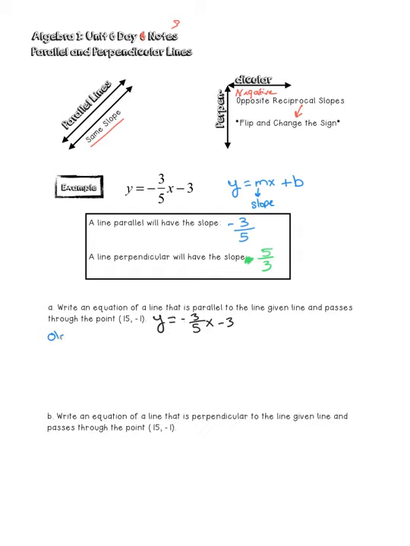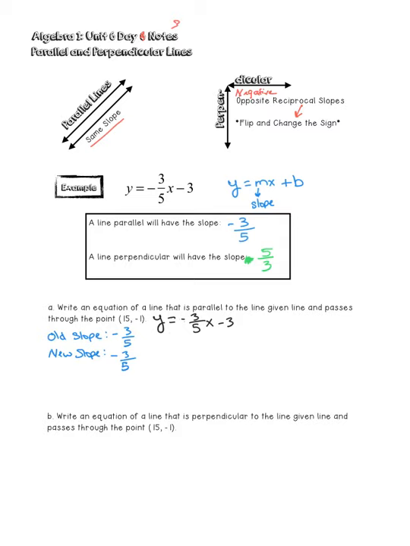Old slope is negative 3 over 5. New slope, well, it's also negative 3 over 5 because it's parallel. But by writing down the old slope and the new slope, that helps reinforce the concept that the slope of a parallel line is the same.